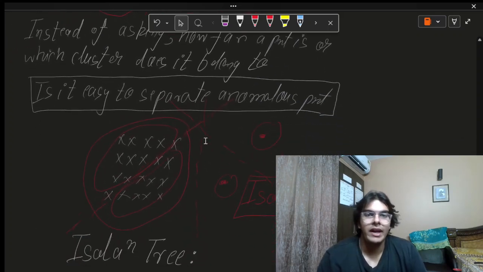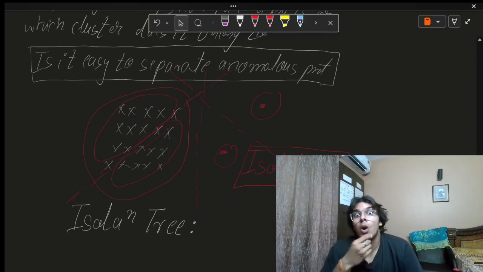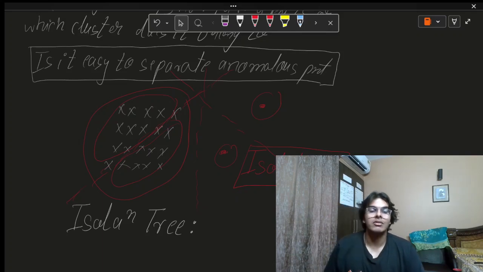So we try some other approach. Now we change the question: is it easy to separate the anomalous points? We say yes, it is. We can make a single line and separate it. The probability of finding an anomaly by separating is always very high. So this is a very successful model, if we make it properly. First of all, look at the simplicity of it. We are just drawing cuts, and these cuts are not based on a formula. We are making random cuts in the data.